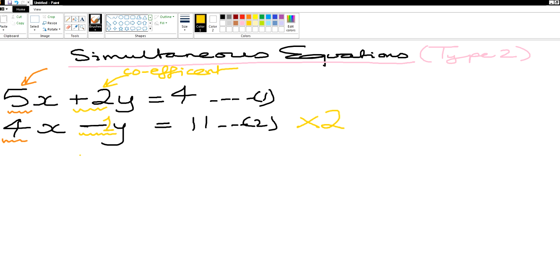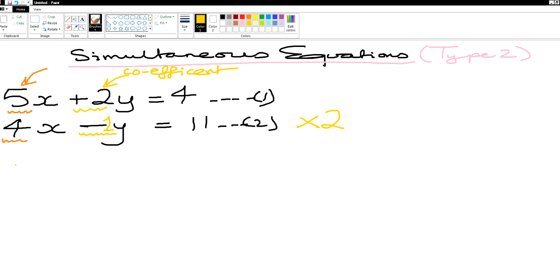So how many bits of work have I done? I've only done one bit of work. That's called timesing by 2. So I've only done one manipulation. In type 3, we'll do two manipulations. Okay, you happy? Now, we are going to multiply all of the bottom equation by 2.